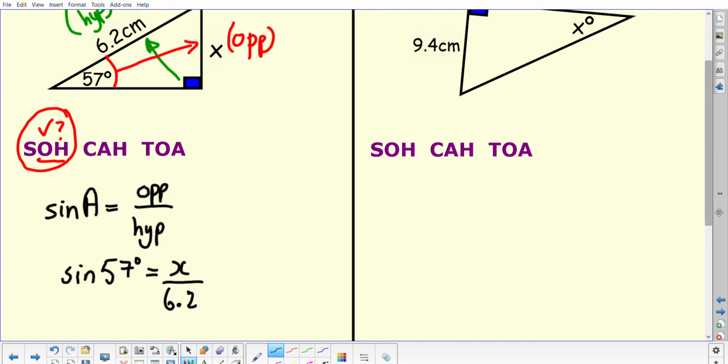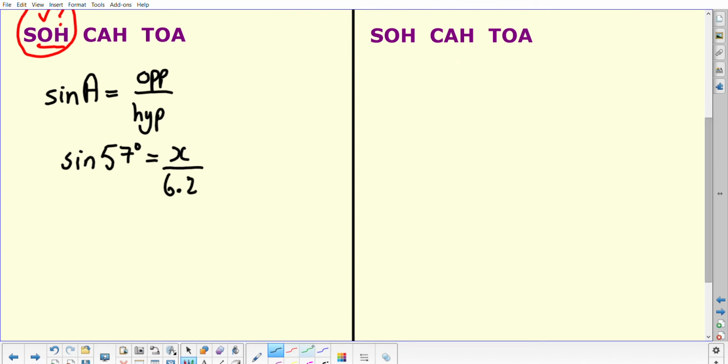Now what you've got there is an equation which has got a fraction in it, and when you're dealing with equations with fractions, you want to be able to get rid of that fraction. In order to do that, this is dividing, so if I multiply each side of this equation by 6.2, I'm just going to rewrite this on the next line.